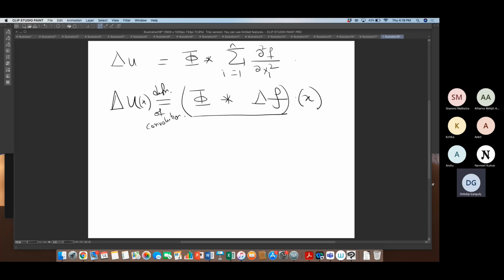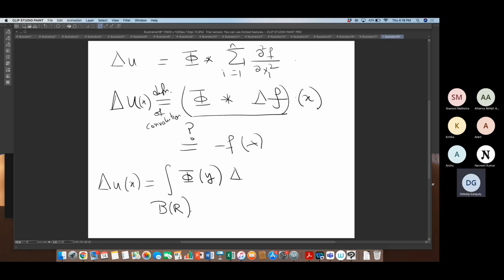Now we have to show that this is equal to minus f of x. Then we are done, yes or no? Yes, then we are done. Now you write down what this phi convolution is. So Laplacian of u of x is nothing but the integral over some compact set Br, I will tell what that is, of phi of y times Laplacian f of x minus y dy.